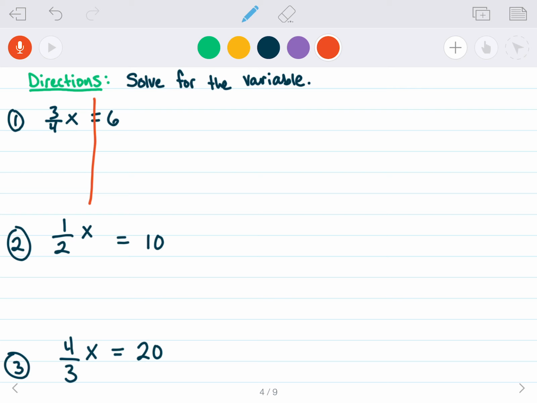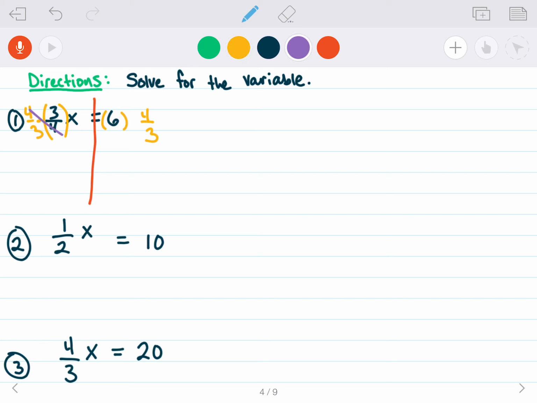All right, let's look at number 1. We have 3/4 times x equals 6. So remember, our efficient way to get rid of 3/4 is to not multiply both sides by 4 and divide by 3. Let's do it all in one go. Let's multiply both sides by 4/3 in one go.